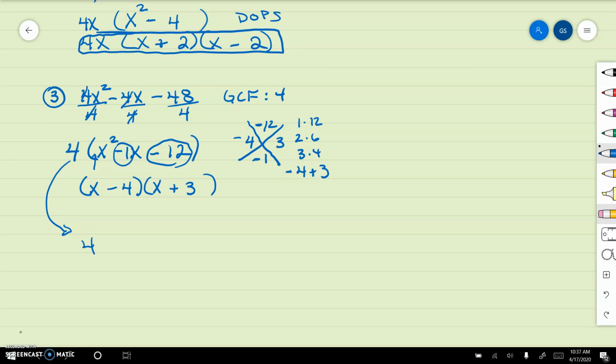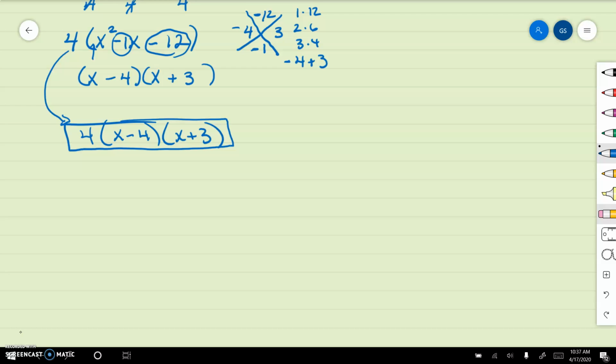Okay? All right, so now you have to remember you had this 4 out here. So let's write our final answer. It's 4 parentheses x minus 4, x plus 3. Put a box. Move on to the next one.